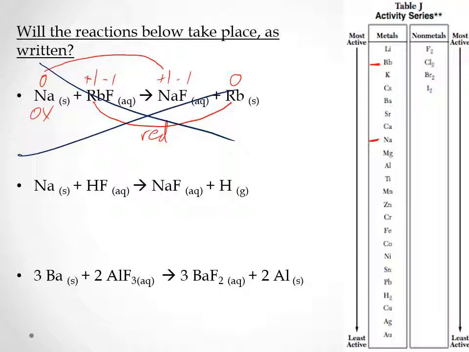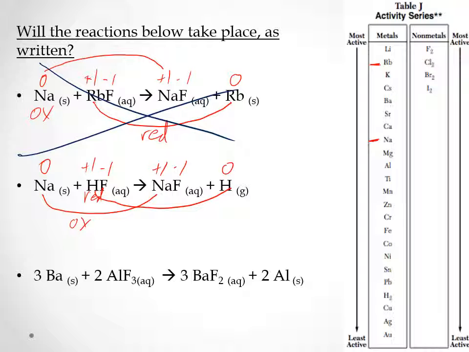Next example, same thing. Sodium with a 0, H with a 0. Na with a +1, F with a -1, F also with a -1 over here, H with a +1. Let's compare here. Sodium going from 0 to +1, that's oxidation. Fluorine stays as -1 on each side, that's our spectator ion. And H going from +1 to 0, H is the one that gets reduced.